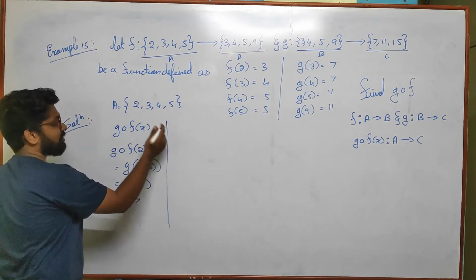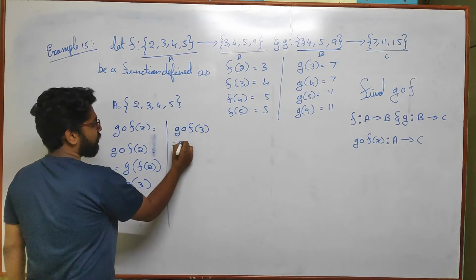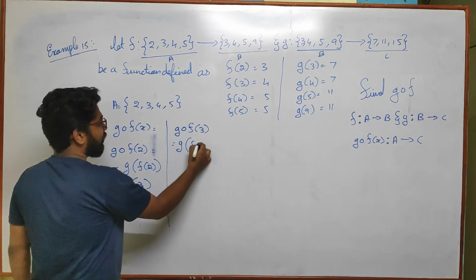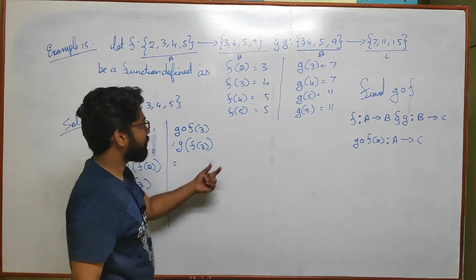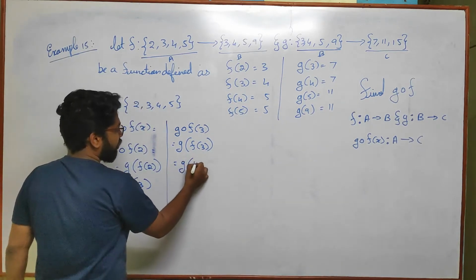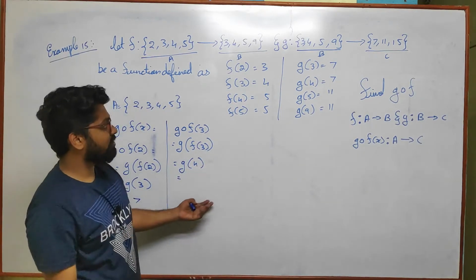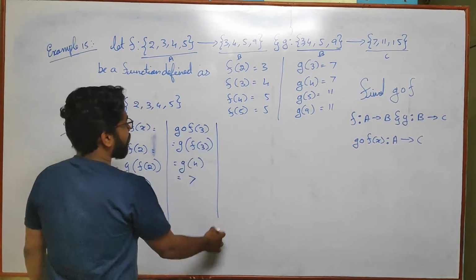So let us substitute the second one as well. gof of 3 we are going to substitute. The g circle splits up again, giving you g of f of 3. Now what is f of 3? You are getting it as 4. So g of 4. What is g of 4 from this column? That is nothing but 7. So that is your answer.